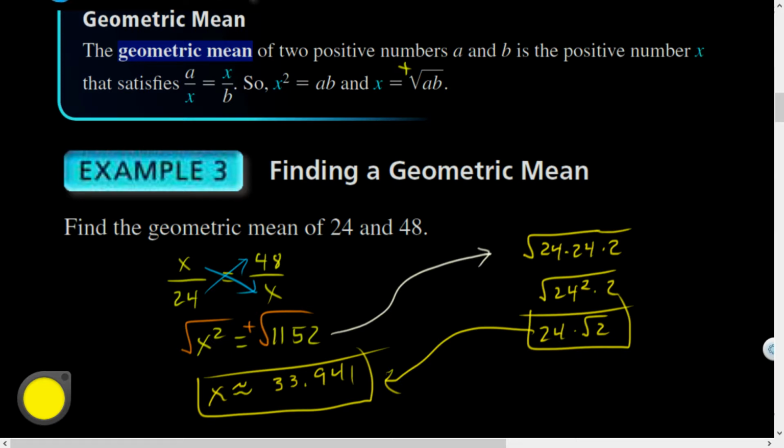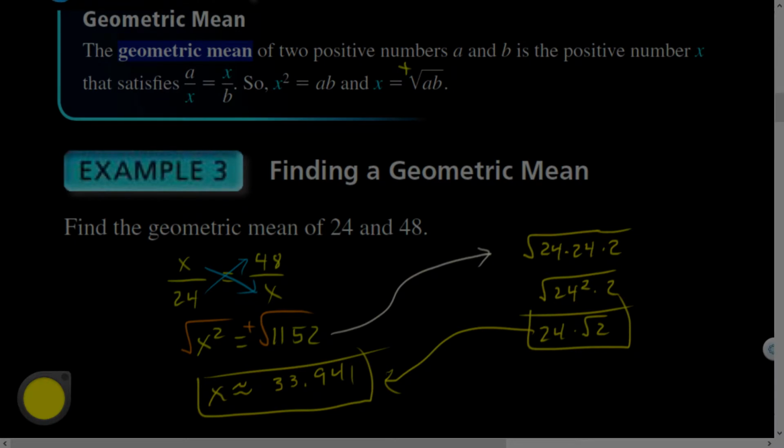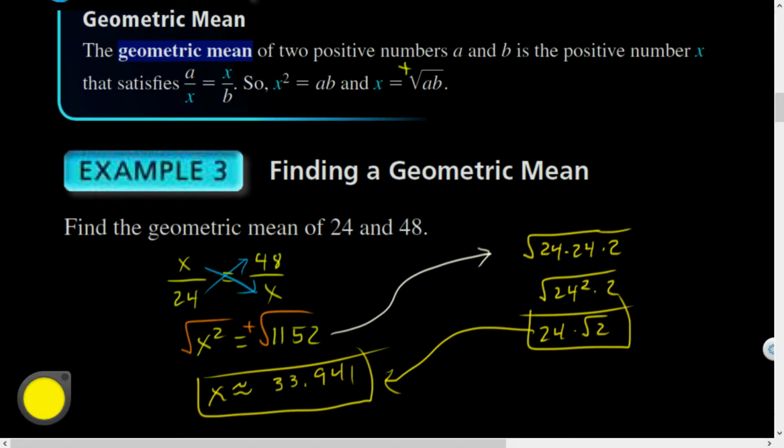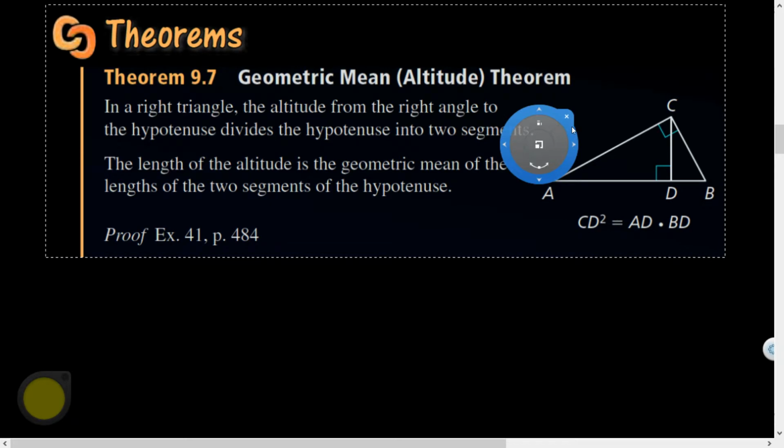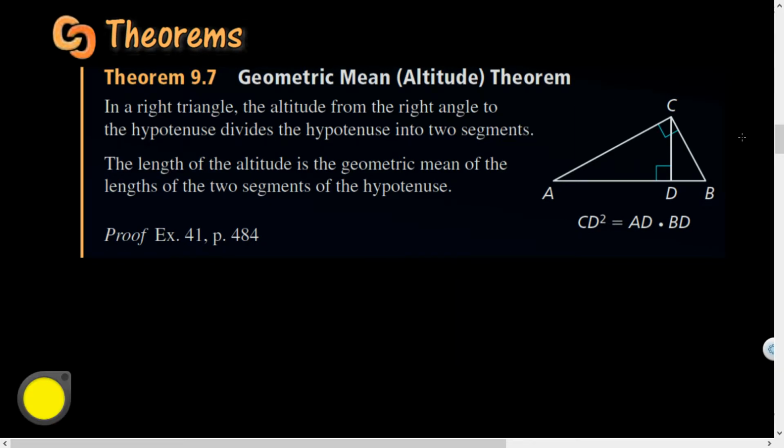Okay, so this is kind of interesting. It turns out that there's a relationship here that follows with right triangles and geometric means. Did you believe it? You believe it, don't you? This is called the geometric mean altitude theorem. That is one mean altitude. It says the following.